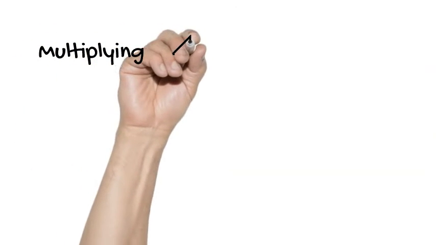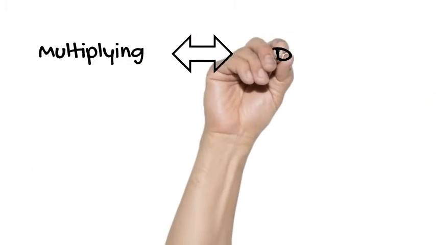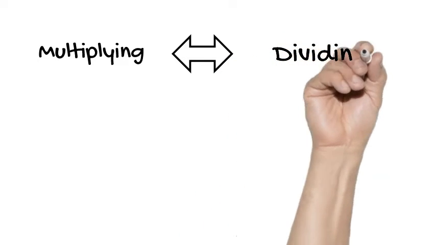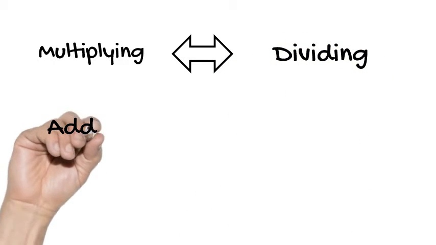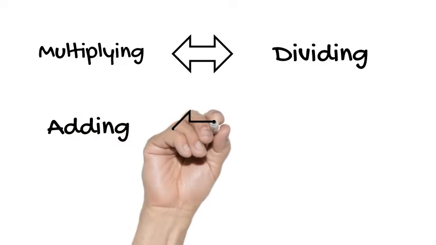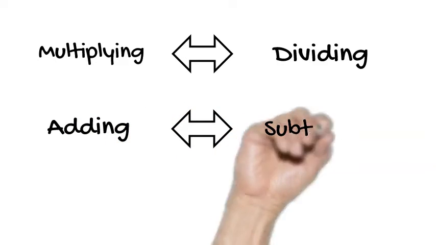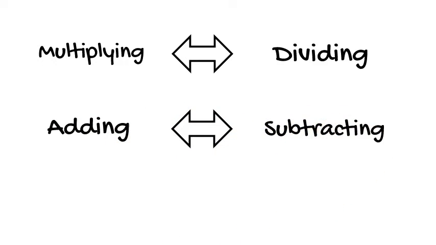It might help to make sense of this if you remember that just like multiplying is the opposite of dividing, adding is the opposite of subtracting. So that might help you remember that when you multiply the exponents, you add them. When you're dividing, you're subtracting them.